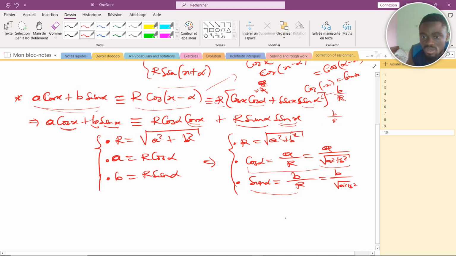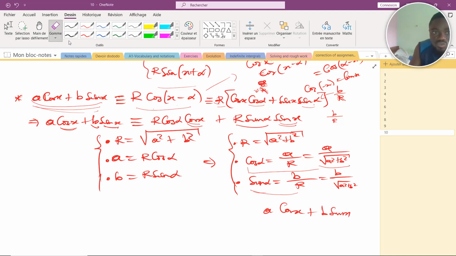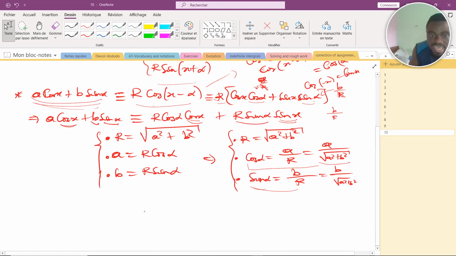We will be left with what? The A will stay here. We'll be left with A cos X plus B sin X, which is the same thing as what we had here. So doing this transformation, you see that we have the right to do this transformation. Is that okay?